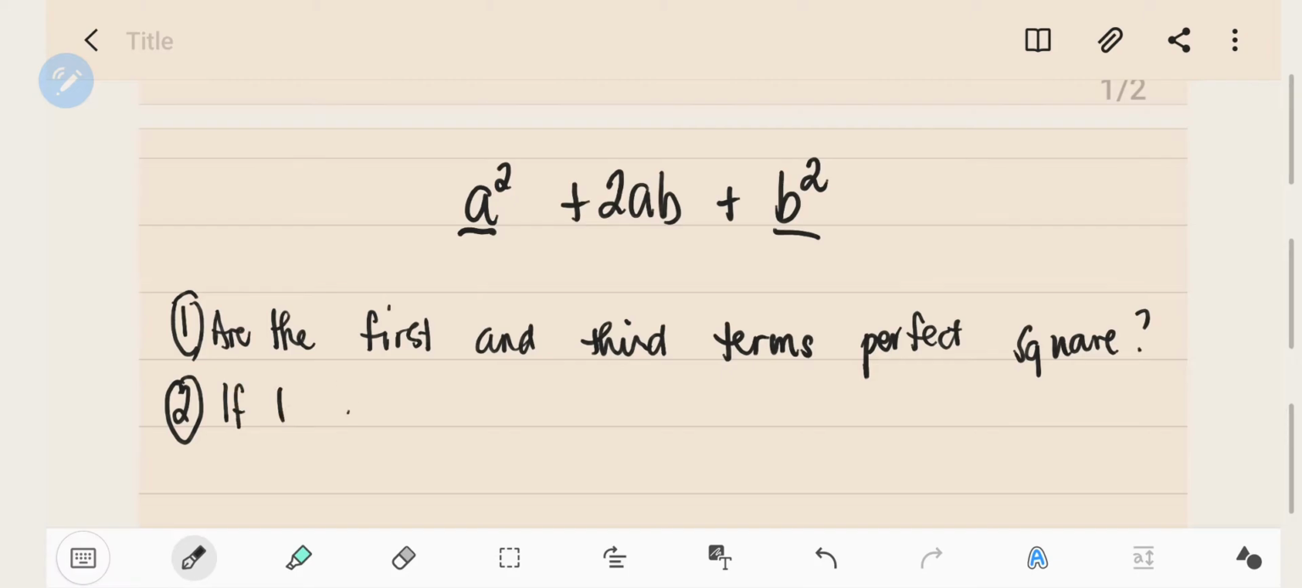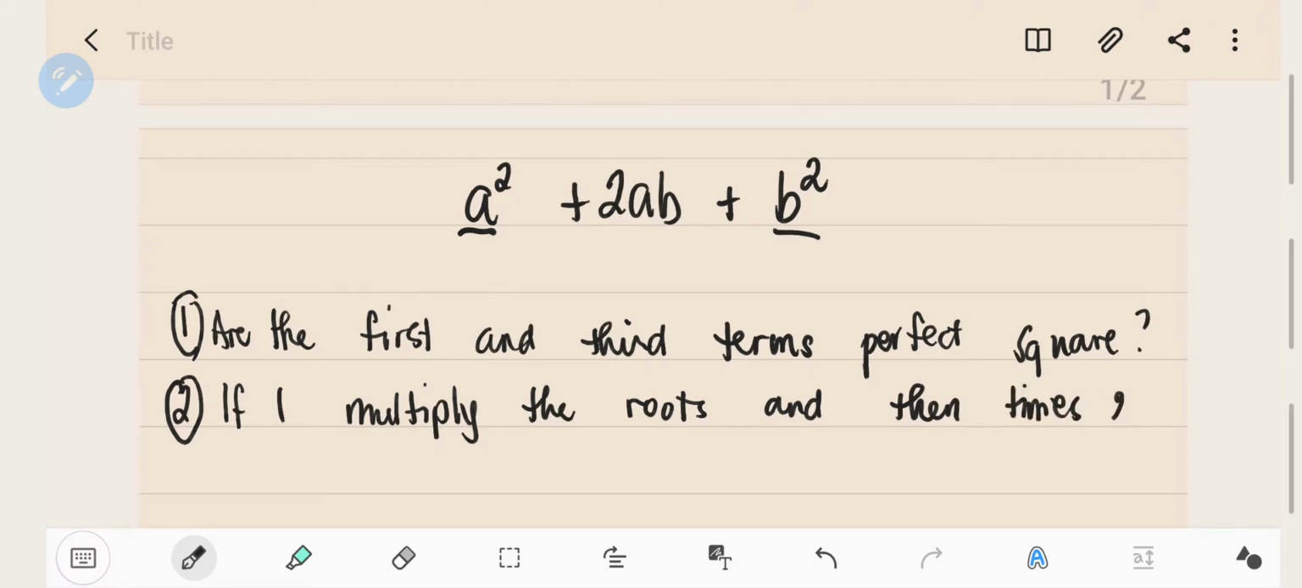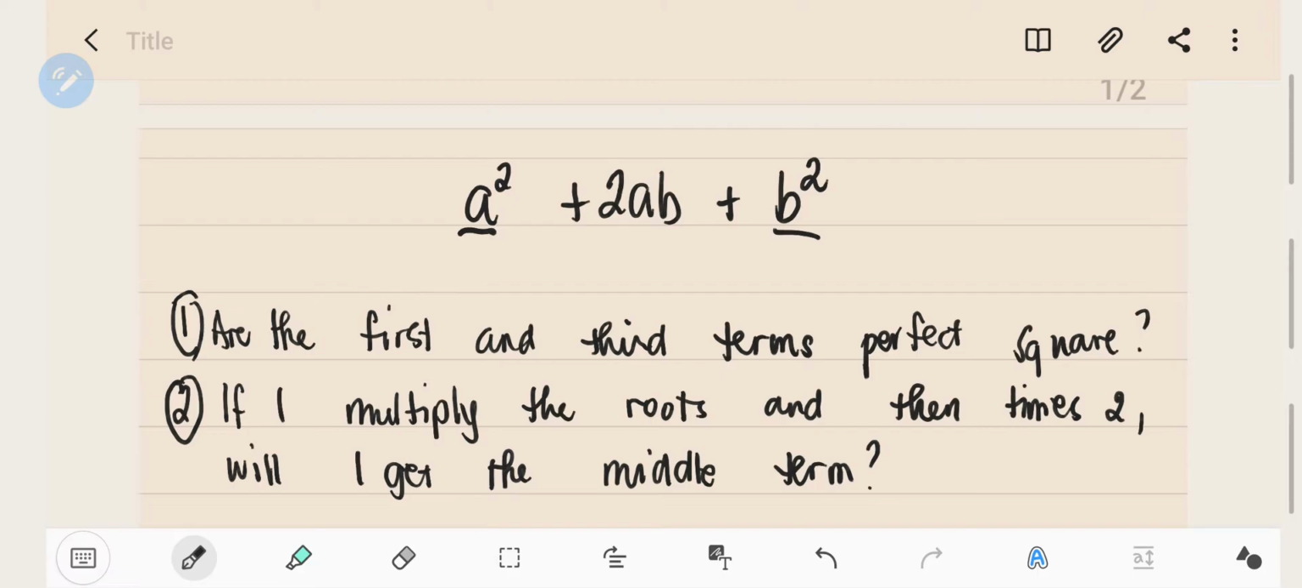If I multiply the roots times 2, will I get the middle term? Okay, wait lang ha. So, kapag daw ba, diba, ang root ng a squared ay a. Ang root ng b squared ay b. So, kapag ba pinag-multiply ko yung a at saka yung b, tapos tinimes ko siya sa 2, ang makukuha ko ba ay 2ab. So, a times b is ab.